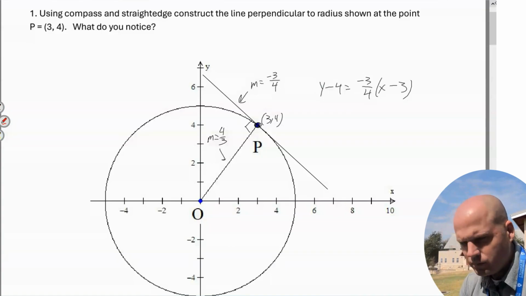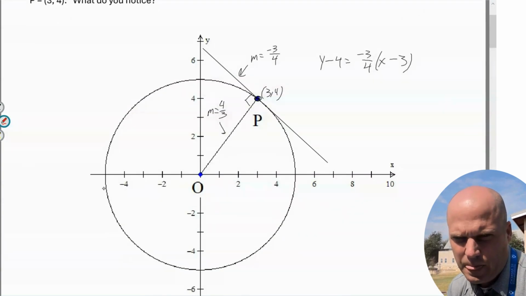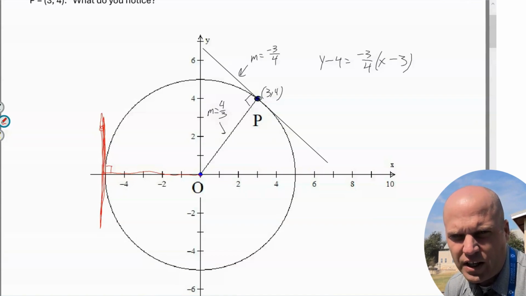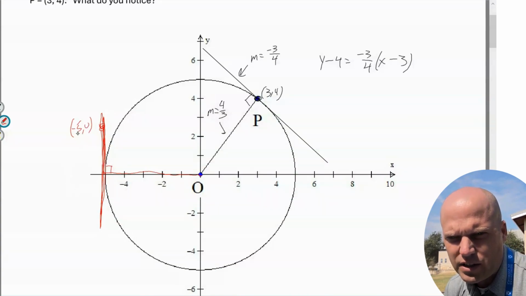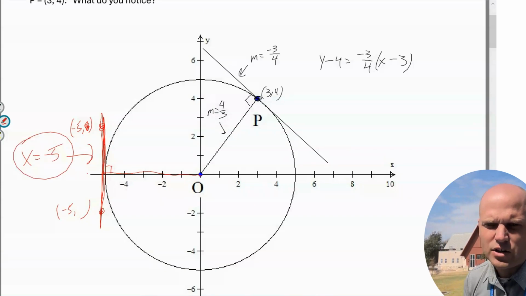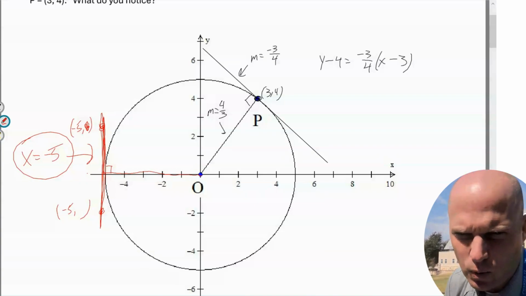So that's one thing. The other thing is understanding what would be perpendicular to something horizontal. Well, something perpendicular to something horizontal is something vertical. Vertical lines have one thing in common. All of their x coordinates are shared. They're all going to be the same x value, whatever the y is. This vertical line has the equation x equals the x coordinate.